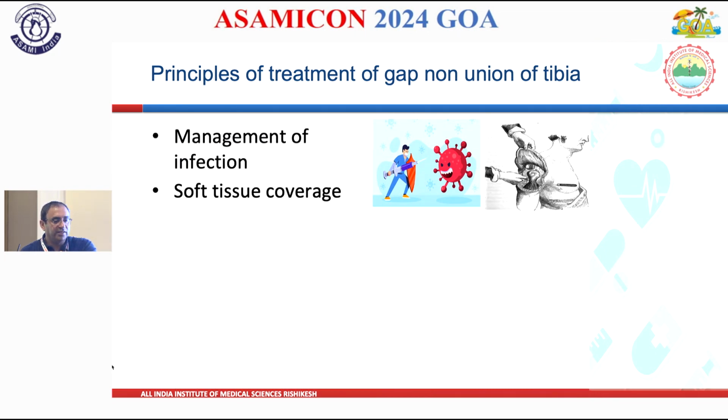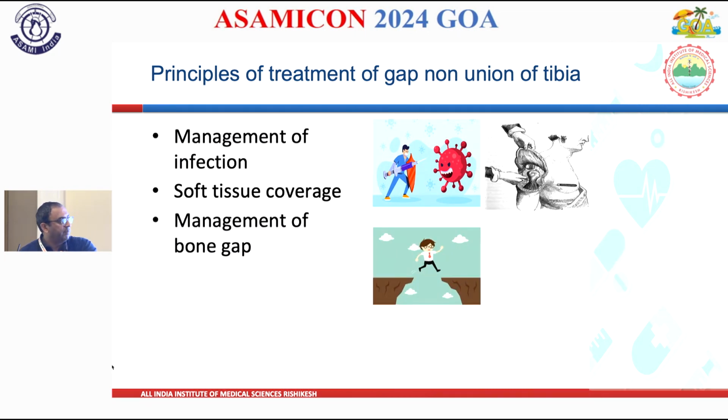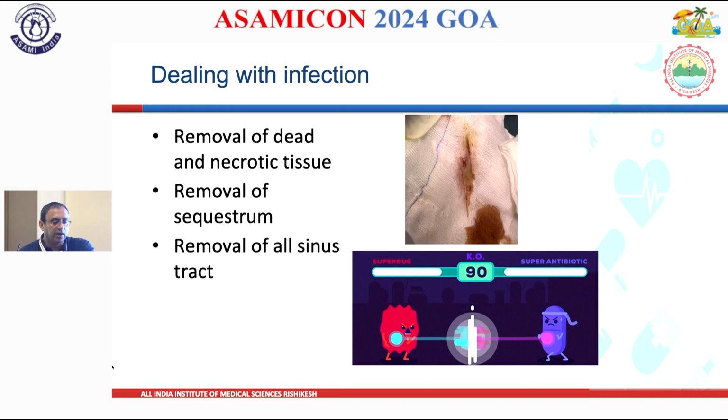How do we manage these cases? First of all, we have to manage the infection. We have to cover these areas with soft tissues. Then we start managing this bone gap, and then we start achieving union. So this is the dictum we have to follow. First, manage infection, cover this with a proper soft tissue, then manage the bone gap, and then achieve union.